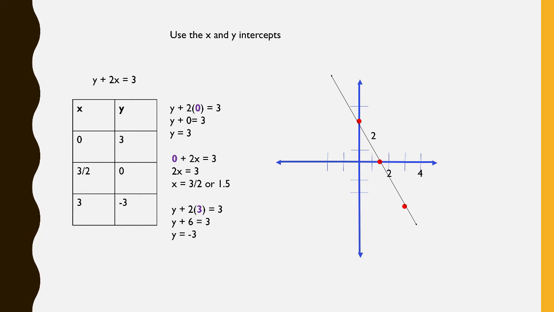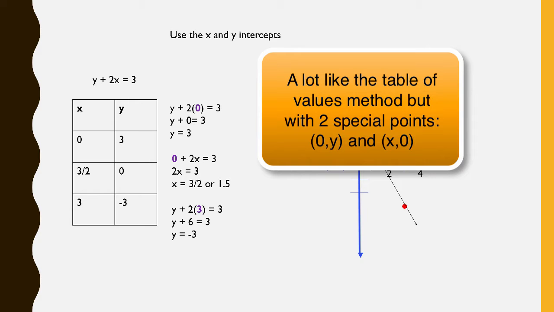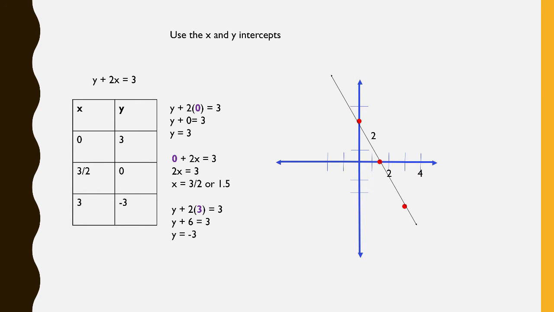Let's go on to our second method using the x and y intercepts. This is really very close to the first method. We're really still going to create a table of values, but we're going to use 2 special values. We're going to put in a 0 for x, and that's in my first line in the table. And then we plug that into our equation, and we get y is equal to 3. And that's what's known as the y-intercept.